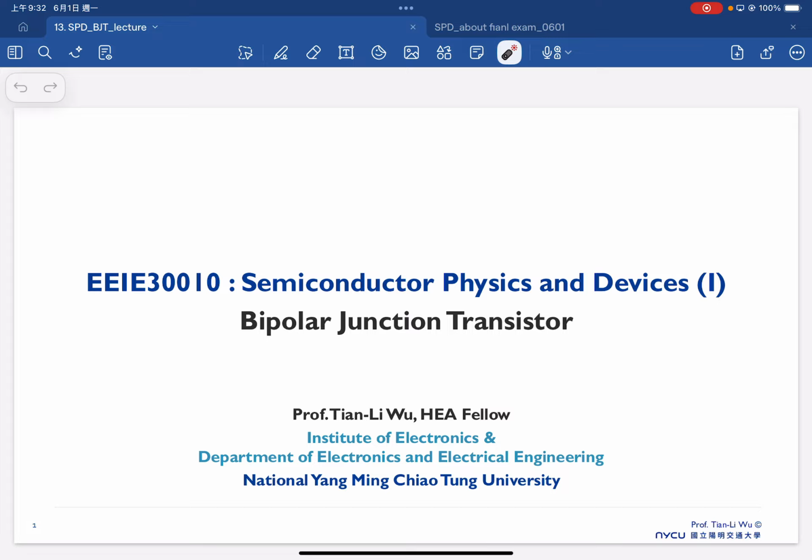Okay, good morning everyone. So today we will move to the next transistor that we will focus on, which is the bipolar junction transistor. And then normally we just call this a BJT.